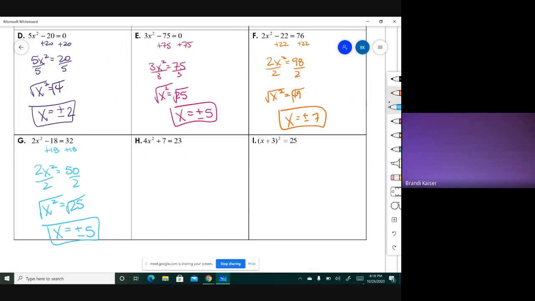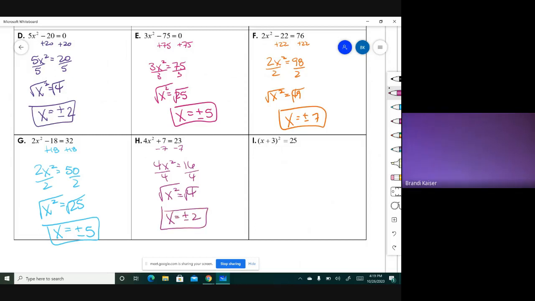Okay. And last but not least, so 4x squared plus 7 equals 23. Subtract the 7. 4x squared equals 23 minus 7 is 16. Gotta divide both sides by 4. X squared equals 4. Square root both sides. X equals positive and negative 2.